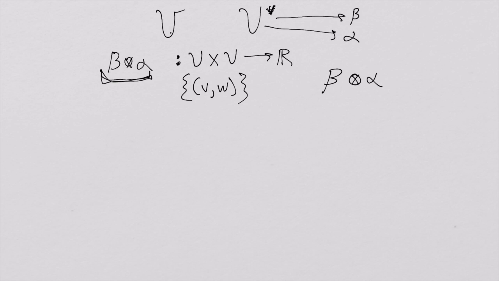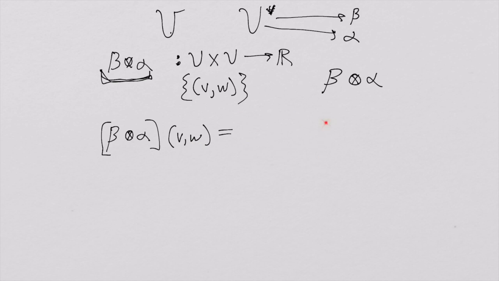And the way this makes the mapping happen is I will write down first the name of the map, maybe put it in brackets just to make sure you track the fact that it's one object. And then it's going to operate on two vectors. And since this is a map that takes two vectors, an ordered pair of vectors, to the real numbers, this is going to be a real number.